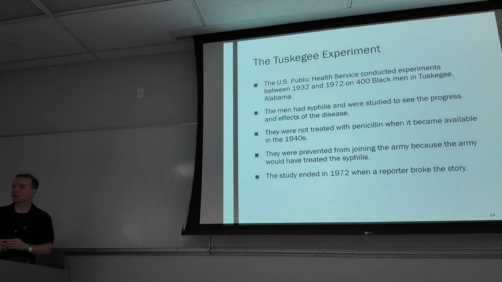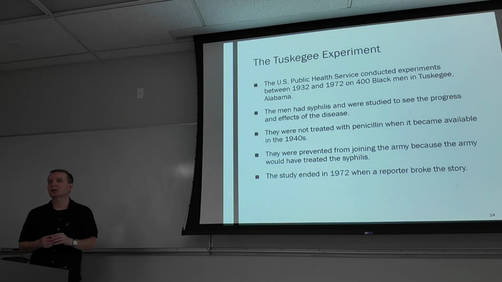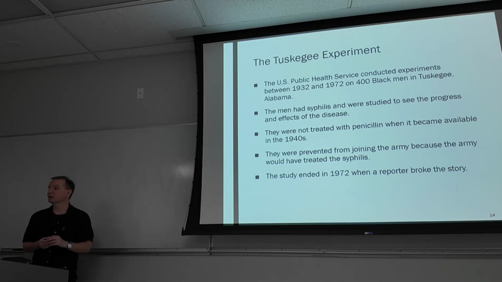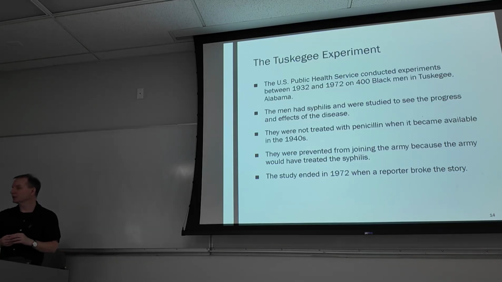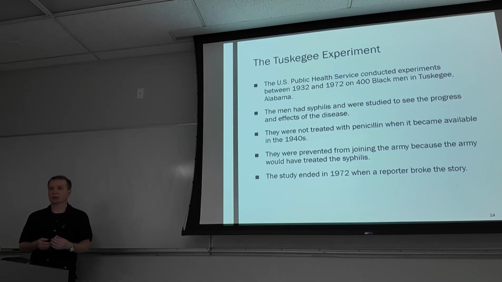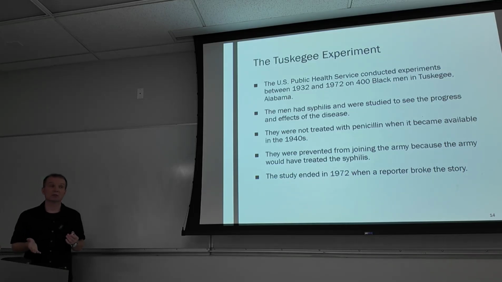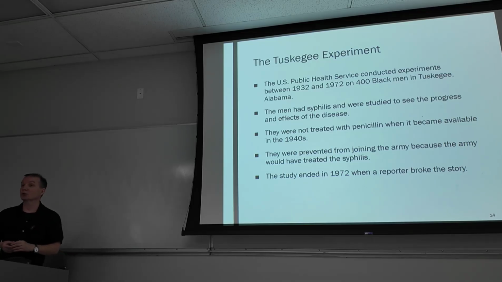So the Tuskegee experiment was the following. They actually conducted research. The U.S. Public Health Service conducted experiments between 1932 and 1972, for 40 years, on 400 black men in Tuskegee, Alabama. The men had syphilis, and they were observing them. But they were not just observing them. They actually prohibited them from joining the military, and they were not treating them because they wanted to see exactly what are the effects of the syphilis on a person who was not treated.